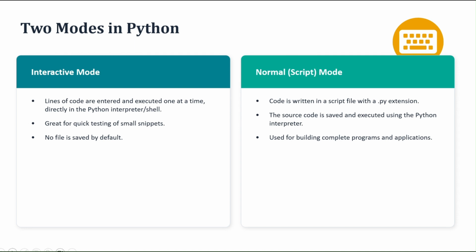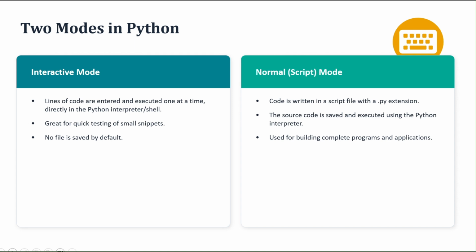Okay, so Python has two modes you need to know about. First, interactive mode. You open the terminal, type Python, and boom, you're in the shell. You type one line, it runs immediately. Super useful for testing small stuff real quick, but the catch: nothing gets saved.